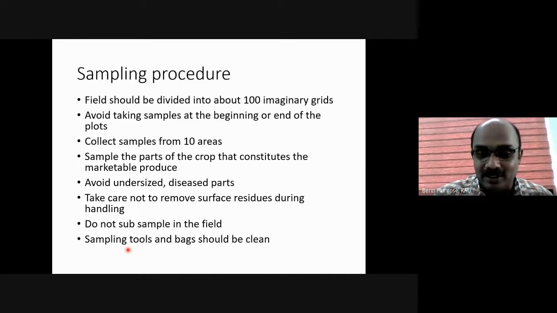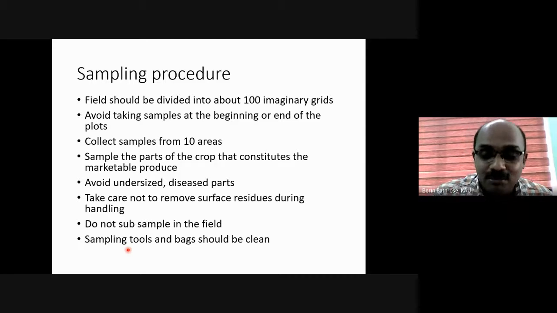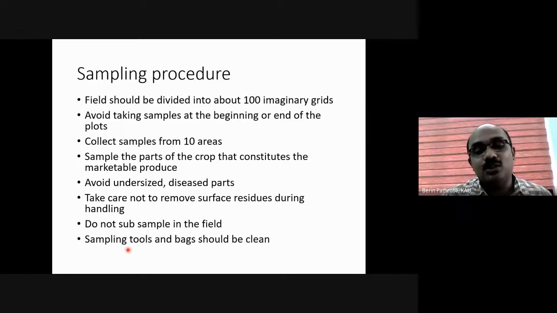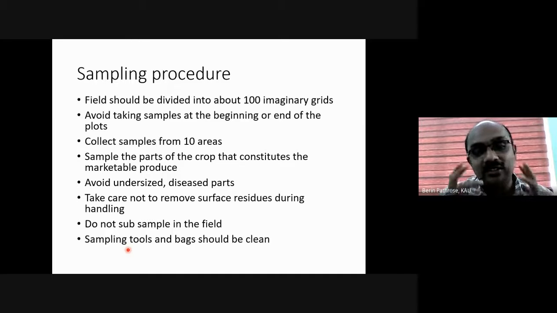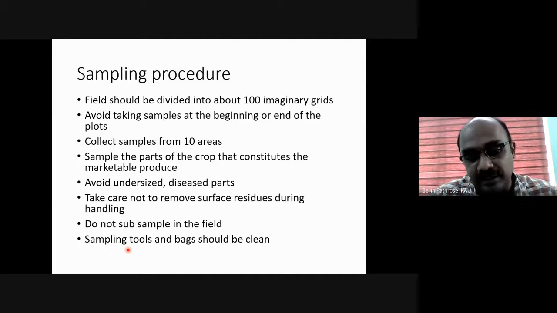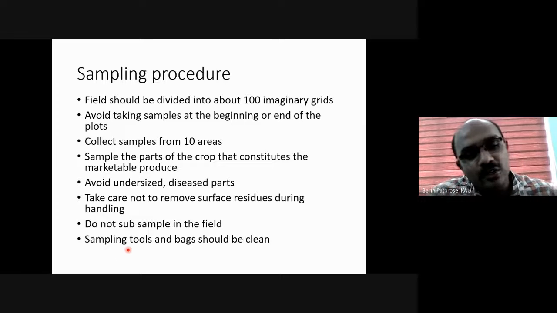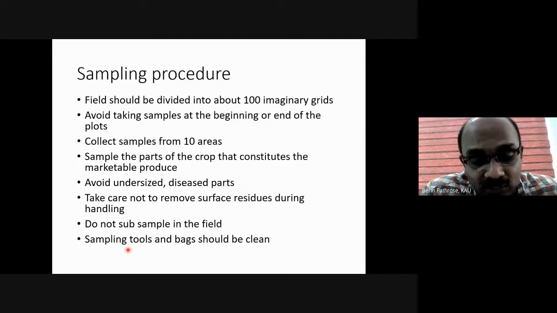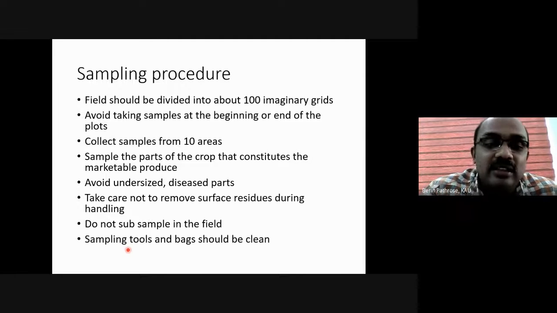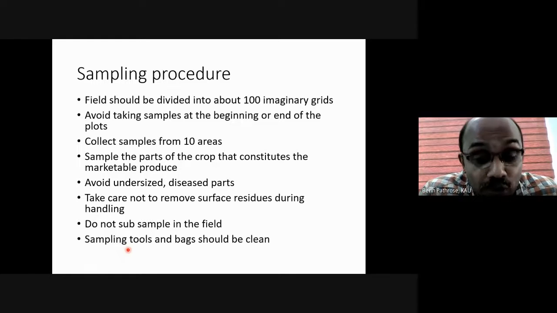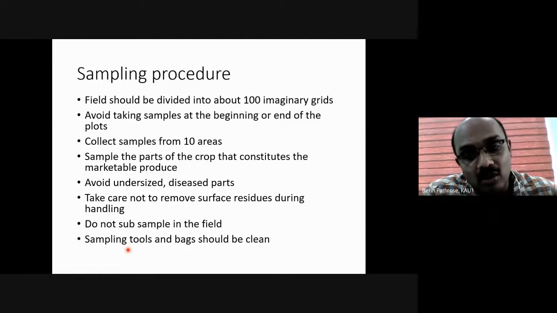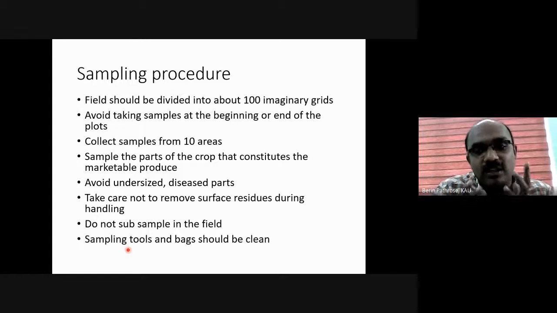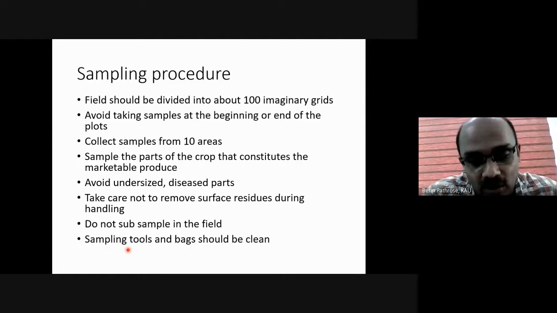MRL is a trade limit. So that means it tells how much pesticide residue is present in the trade. So that's the way we should sample the produce. Then try to avoid undersized and diseased parts, as we normally do. And once we are sampling, make sure that we are not removing any surface residue or dislodgeable residue. So we should be careful in handling. So that is one thing.